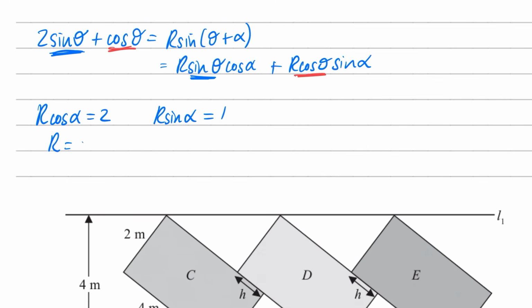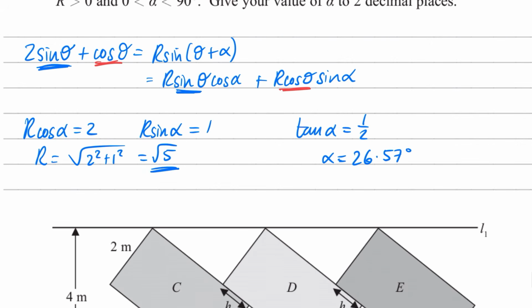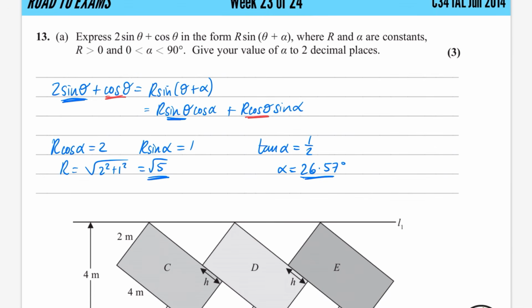To find the value of r, we just do Pythagoras with those numbers: 2 squared plus 1 squared, or the square root of 5. To find the value of alpha, we do this one divided by this one, which gives us that tan alpha is equal to 1 over 2. So I shall do the inverse tan of a half in degrees mode, and we get 26.57 degrees to 2 decimal places. It wants us to express it in that form, so I'm going to write down that it is the square root of 5 sine of theta plus 26.57 for that first bit.